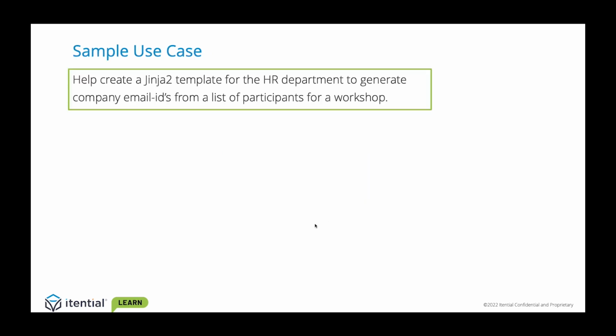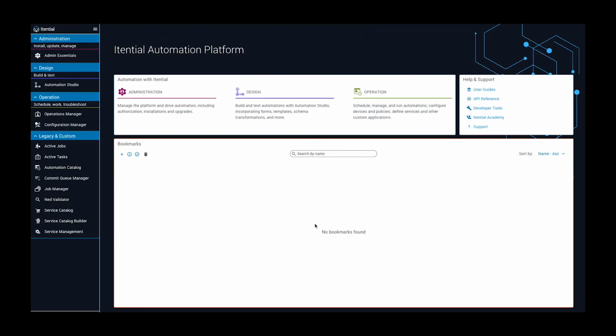Now for this demo, let us consider a sample use case. Let's say your HR department is conducting a workshop and they have a list of participants. They want to create company email IDs for each of the participants and then print their data. In order to create a template for this, let's hop in Itential Automation Platform.